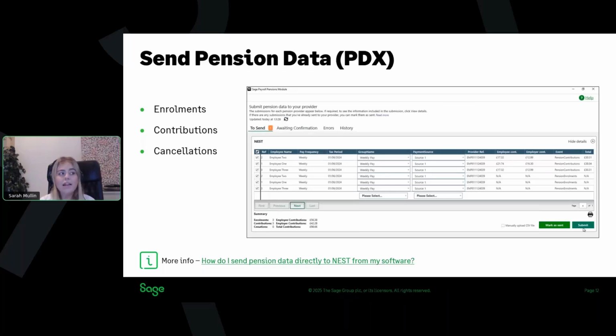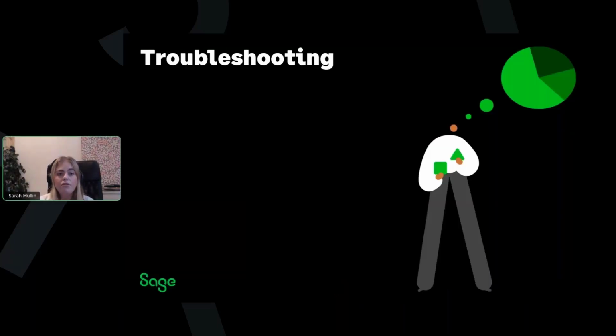They are just there to let Nest know, or your pension provider know, if someone is being enrolled or if they've opted out of the scheme. But as always, some further guidance linked on the slides there.